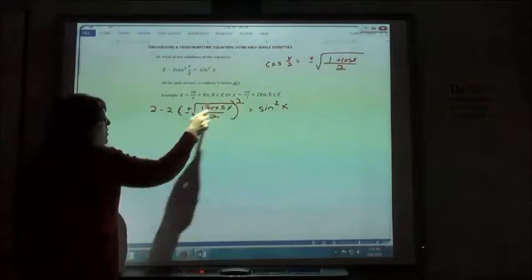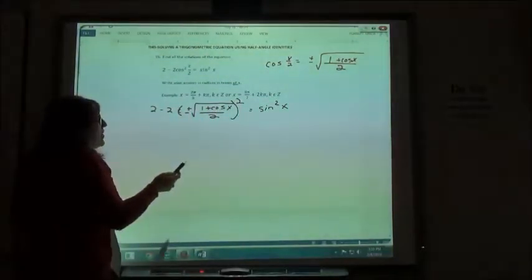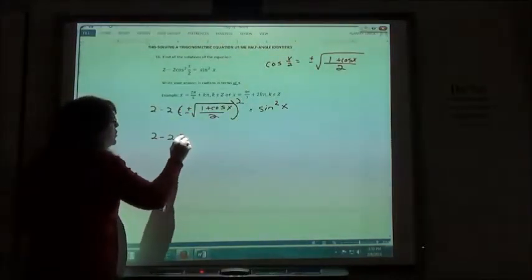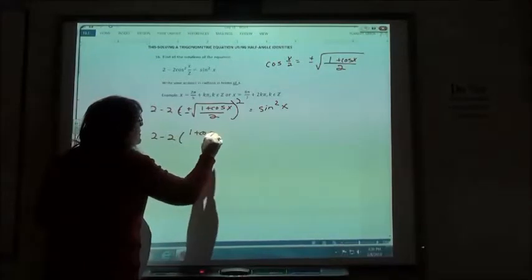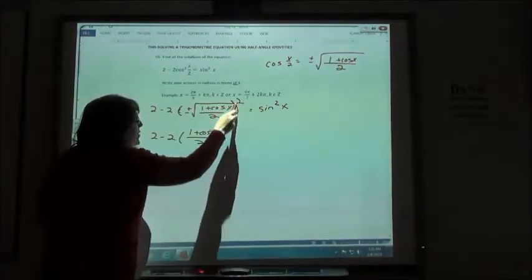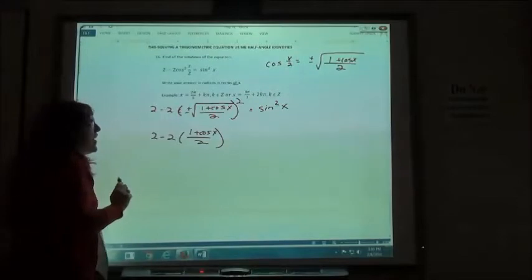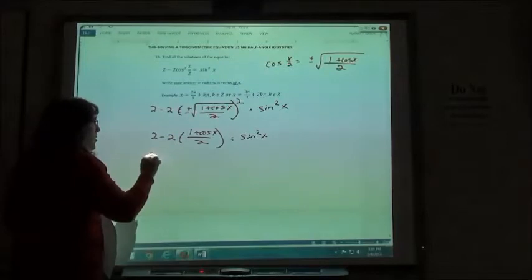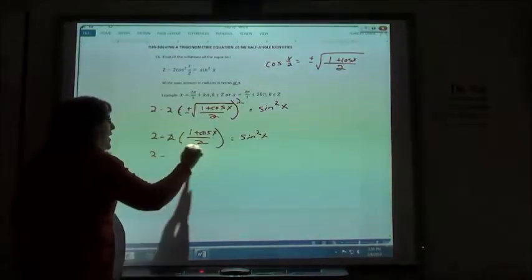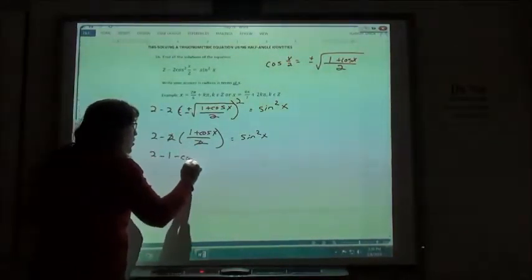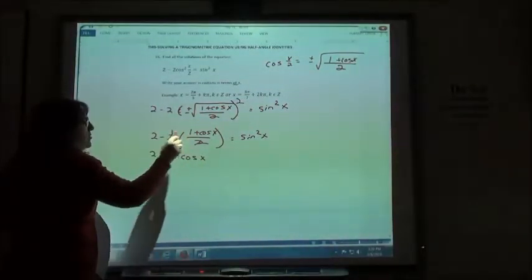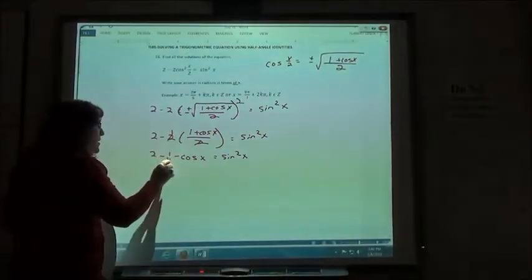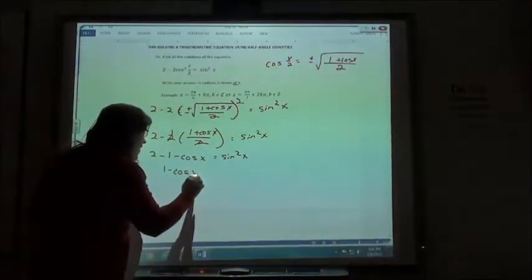Now when we square this, we don't have to worry about the plus or minus. It's going to be positive. Squaring that square root is going to cancel that out. So we're going to get 2 minus 2, and we're just going to get the 1 plus the cosine of x over 2, because when we squared that square root, it made it positive and canceled it out, equals the sine squared of x. So we get 2 minus, this would cancel this, 1 minus the cosine of x, because I used my distributive property, equals my sine squared of x. 2 minus 1 would give me 1 minus the cosine of x.